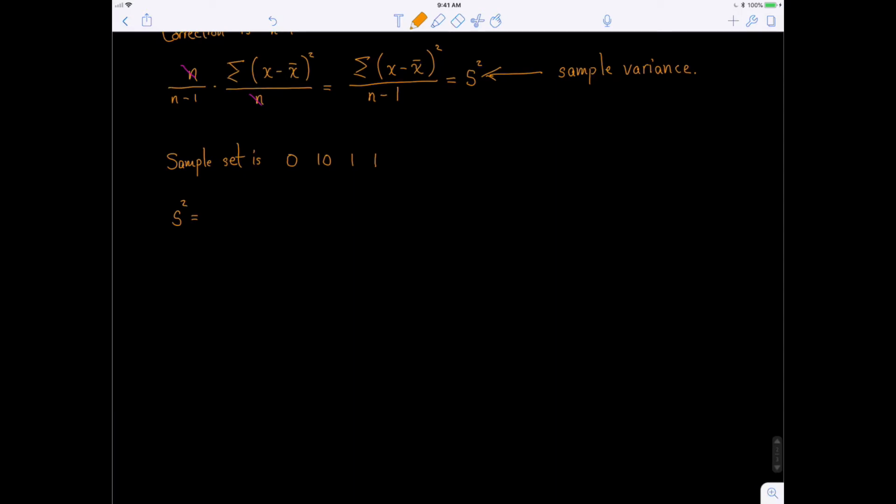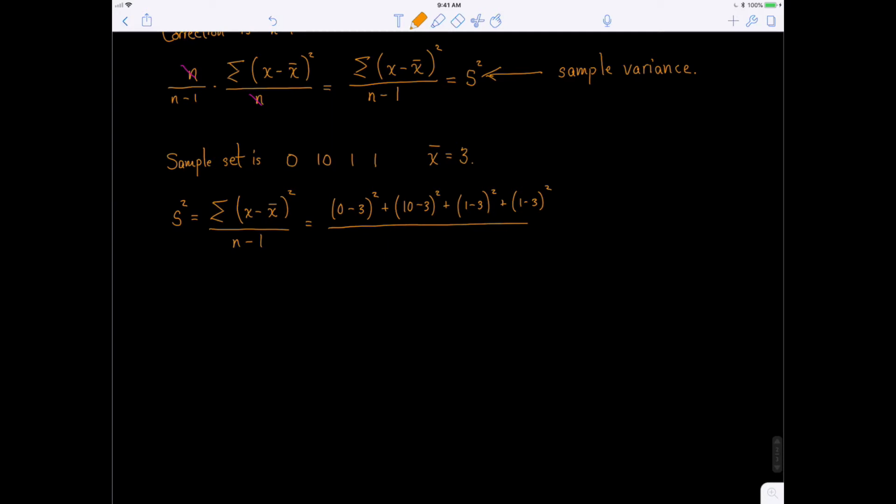Remember, s squared is the sum of the data minus the mean, squared, divided by n minus 1. Our first data value is 0 minus, and our x bar we calculated earlier is 3. So I have 0 minus 3 squared plus 10 minus 3 squared plus 1 minus 3 squared plus 1 minus 3 squared, divided by, now notice that our data set has 4 values, so n is 4, so we write 4 minus 1.